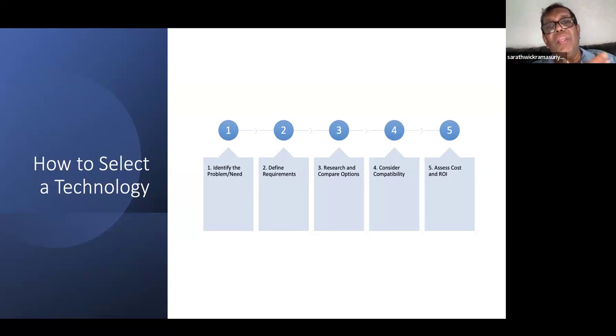So identify the need, then define the requirement and consider the compatibility, assess cost and ROI. When you calculate the ROI, you will always have to think not only about tangible benefits, but intangible benefits as well. What do you mean by tangible benefit? Tangible benefits means you can value them looking at the rupee value, or you can figure it out quantitatively.